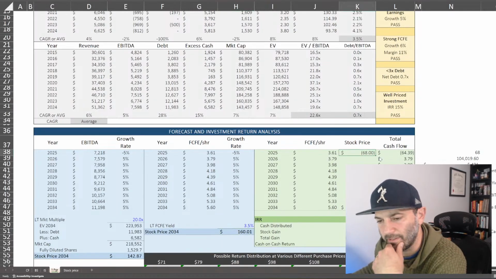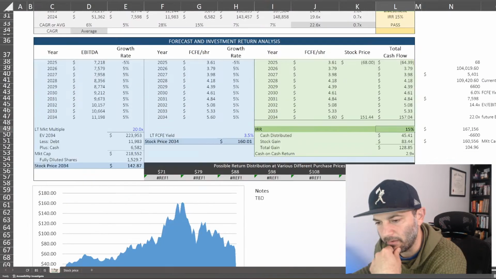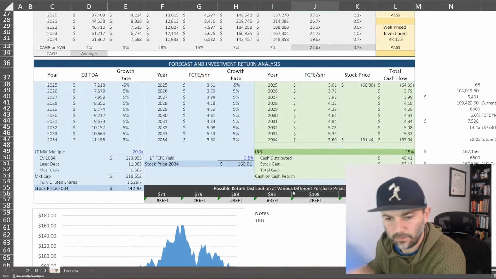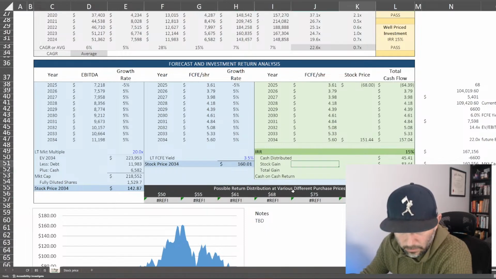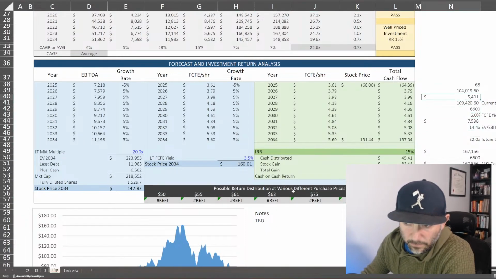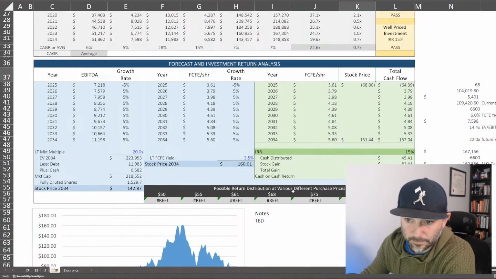I buy it for $68 today. I get this pro rata share. I'm at 150x. I'm a 15% IRR stock. Let's do a little 68, 75. That's fine. And I need to do this. Let's clear all this stuff up. 68 right there.